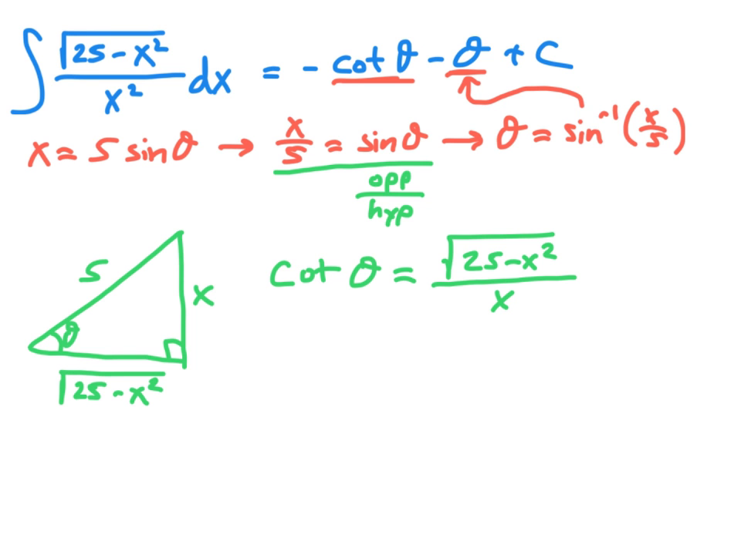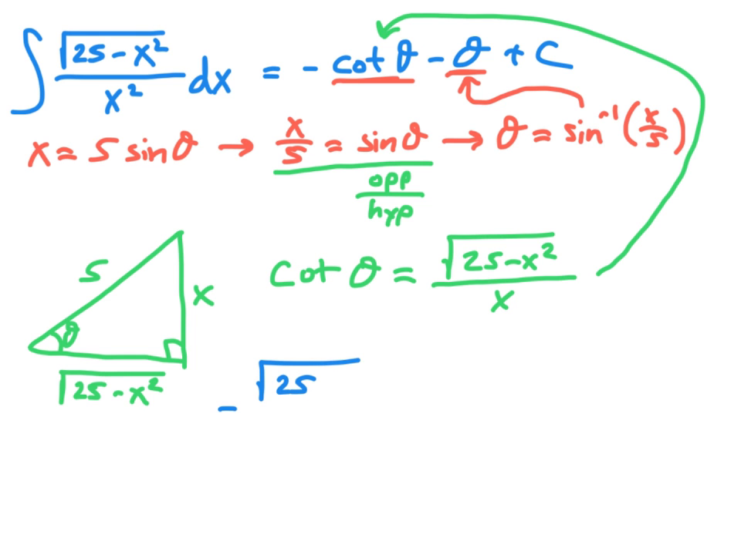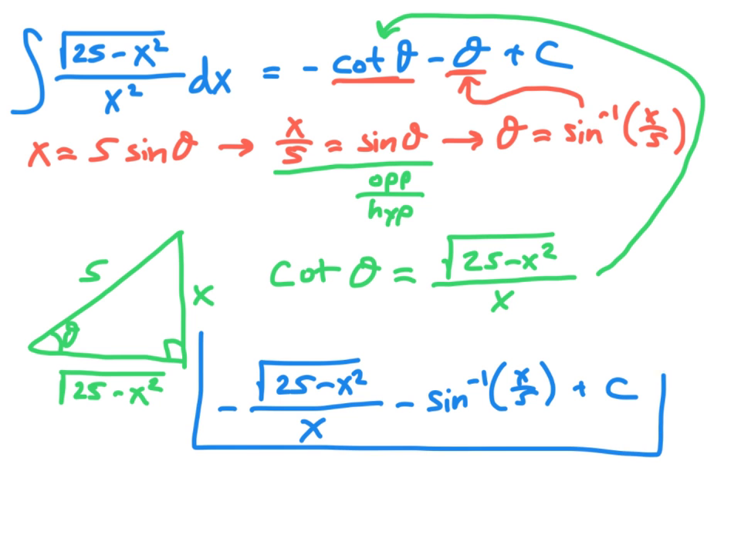And now that we know the cotangent of theta in terms of x, we can substitute this into our expression for the antiderivative. And now we have everything in terms of x, and so our final antiderivative will be the negative of this expression, so negative square root of 25 minus x squared all over x, minus the inverse sine of x over 5, all plus c. And so our original integral evaluates to this function here.